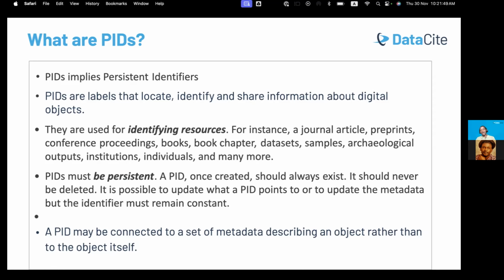They are used for identifying resources. What do you mean by resources? For instance, a journal article. When you publish a journal, sometimes people put things on LinkedIn and it's a link, but anybody can copy it.